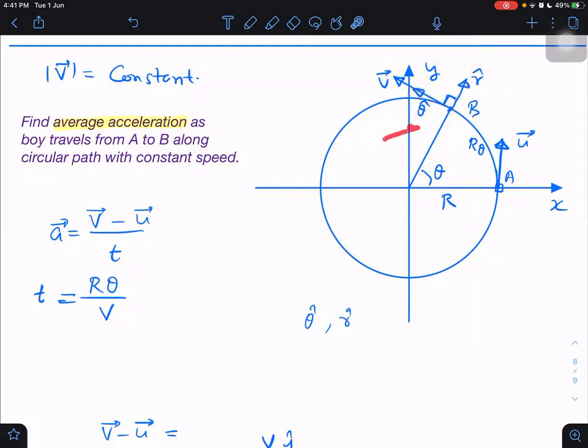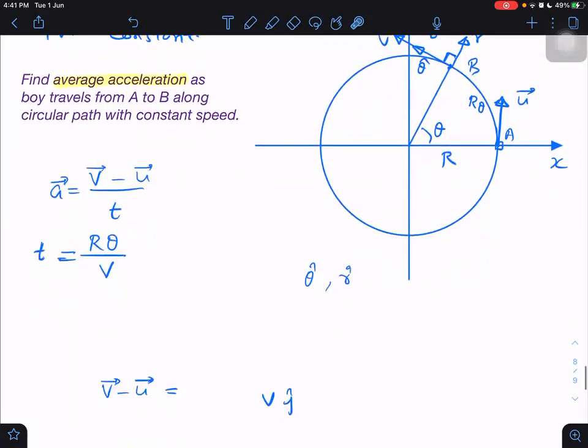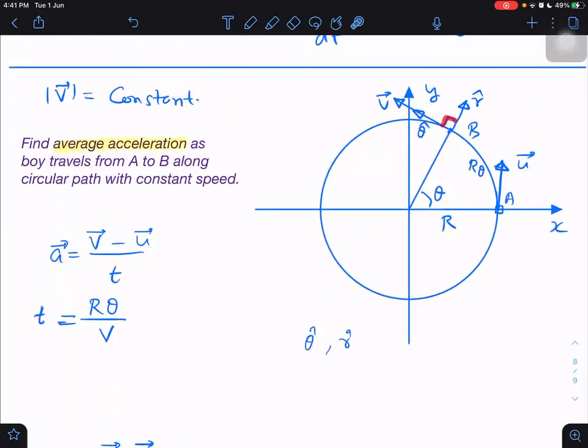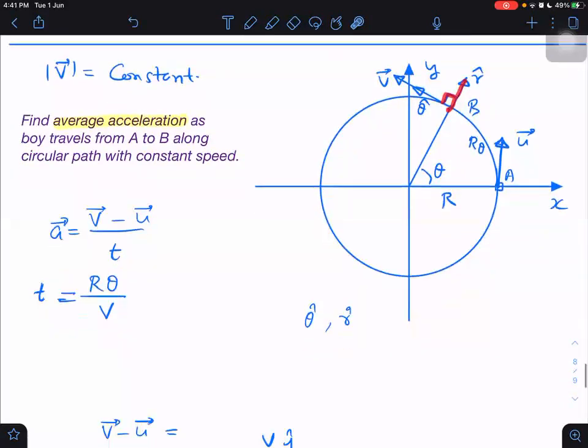So in our particular case, it is good that theta cap is also tangential. But in all cases, theta cap will not be tangential. In other cases, theta cap will be just perpendicular to r cap. That's it.